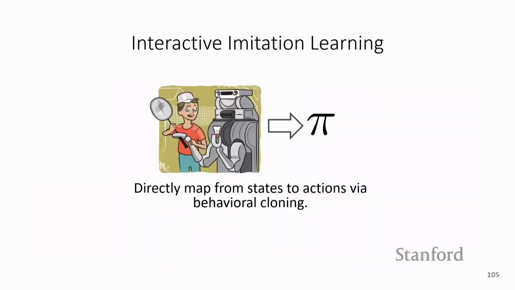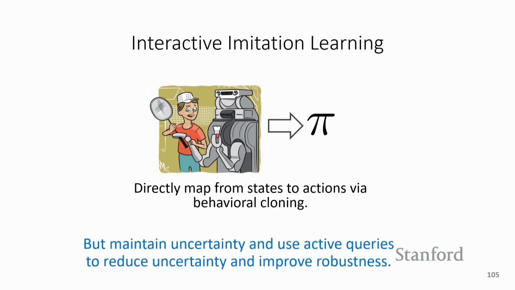And so we wanted to look at this and allow these robot systems to ask for help in states that are novel and risky, and allow that to improve their policy. And so we had this idea of using interactive imitation learning, where, if you remember from before, we're taking this behavioral cloning approach, where we directly map from states to actions, learn from data, and transfer that into a policy. But crucially, we're going to maintain our uncertainty over what we think we should be doing and use active queries in order to reduce that uncertainty and improve our robustness over time.